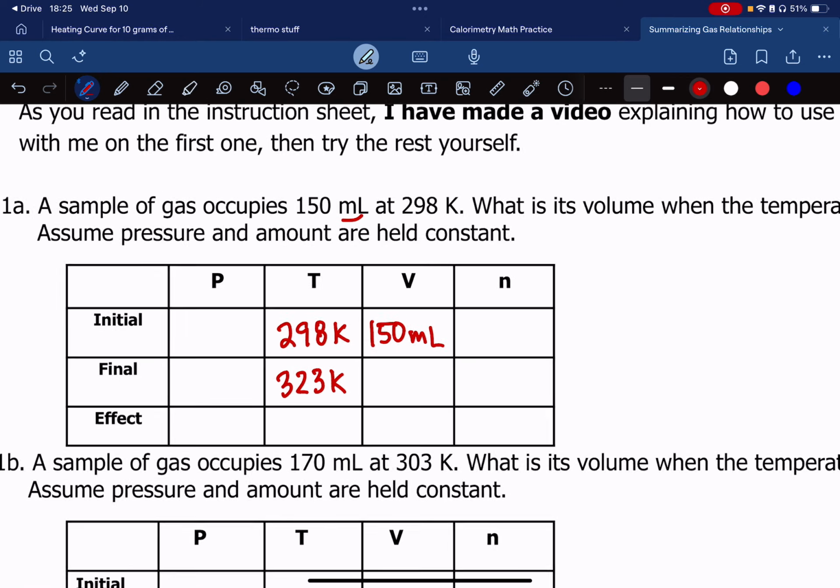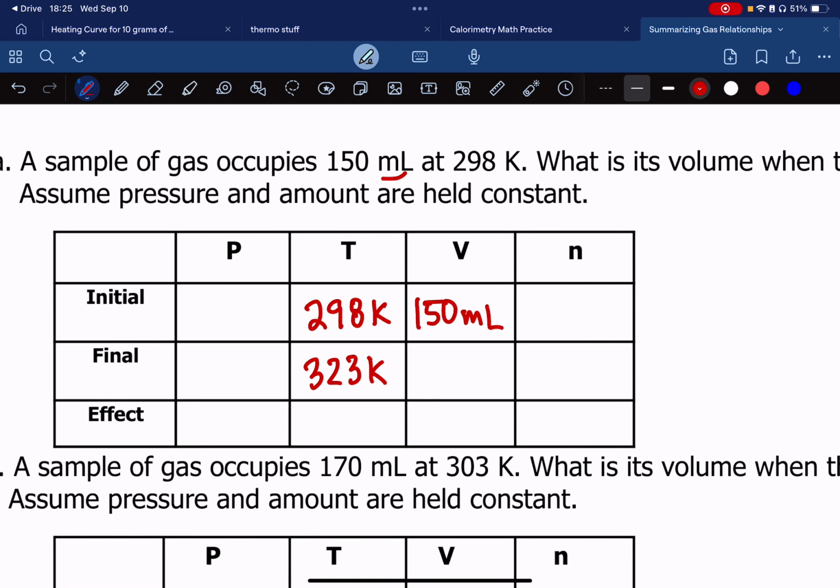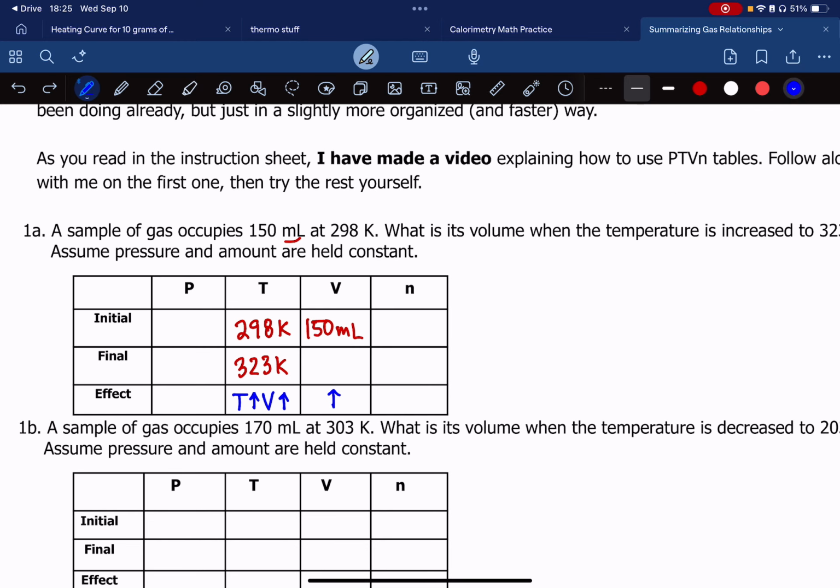So we can see that our temperature is going up. All right, this is where our effect row comes in. We know that when temperature goes up, what effect does that have on volume? Well, that also makes volume go up, because this is a directly proportional relationship between volume and temperature in Kelvin. So I know T up, V up. And since V is going up, I don't know what my answer is yet, but I know it's going to be bigger than 150, right? So I'll leave that blank for now, and I can fill my answer in there once I get it. But let's do the math.